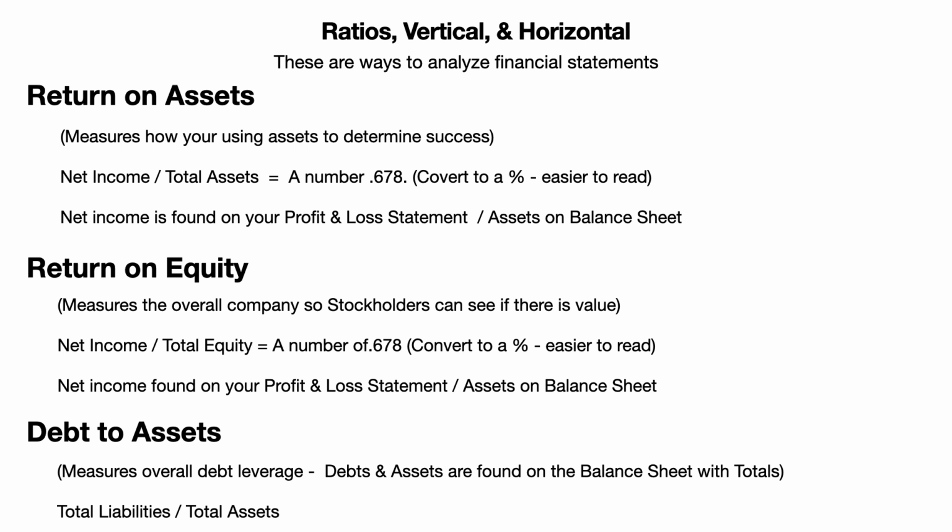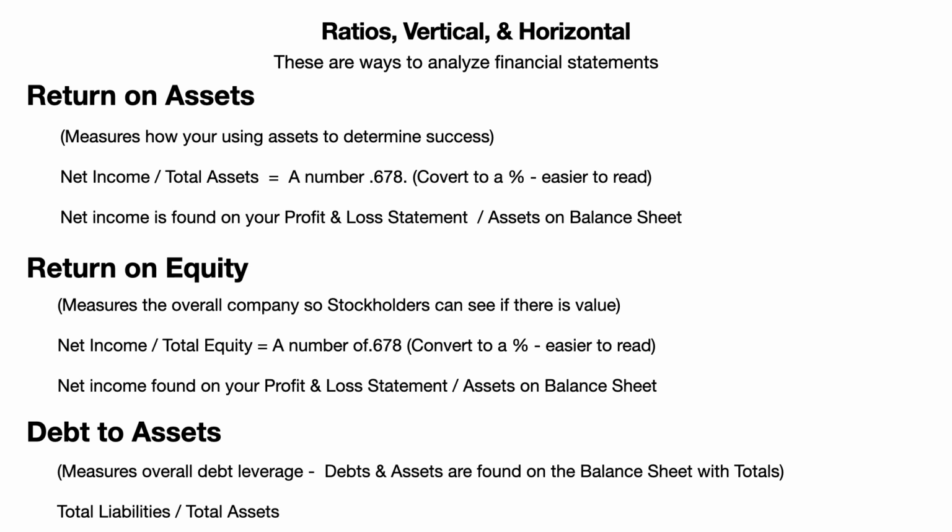The calculation is taking net income divided by total assets, giving us a number, which is just an example number here, 0.678, and then we convert that to a percentage, which is easier to read. The net income is found on the profit and loss statement, and the assets are found on the balance sheet that we just went over. So net income divided by total assets.